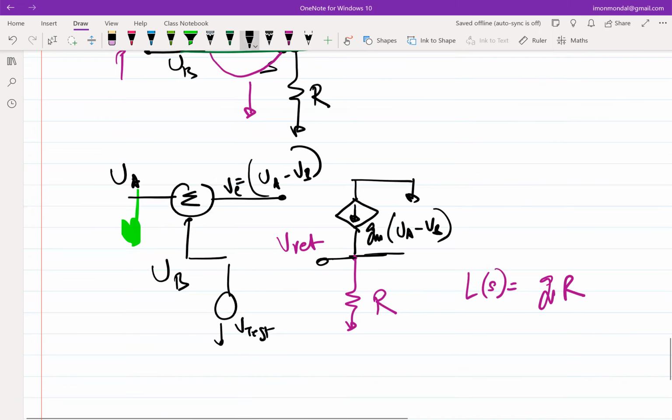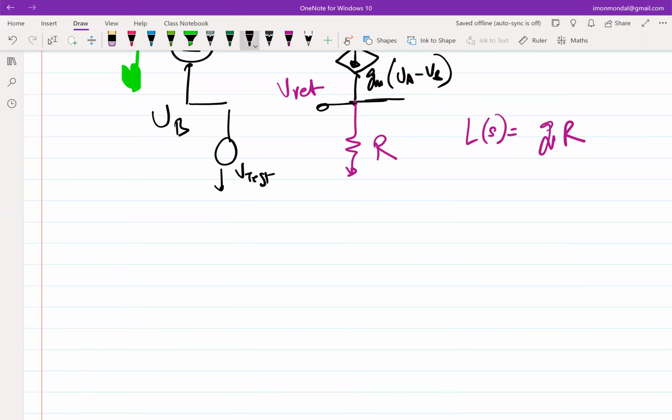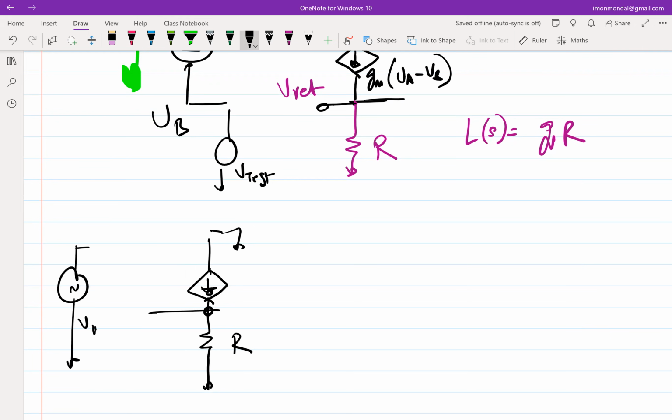Okay, I'm probably confusing you. So now I am moving to the incremental model again. So let's assume this is R. This is shorted. You applied VI here. This is GM times (VI minus VS), or let's say V naught.